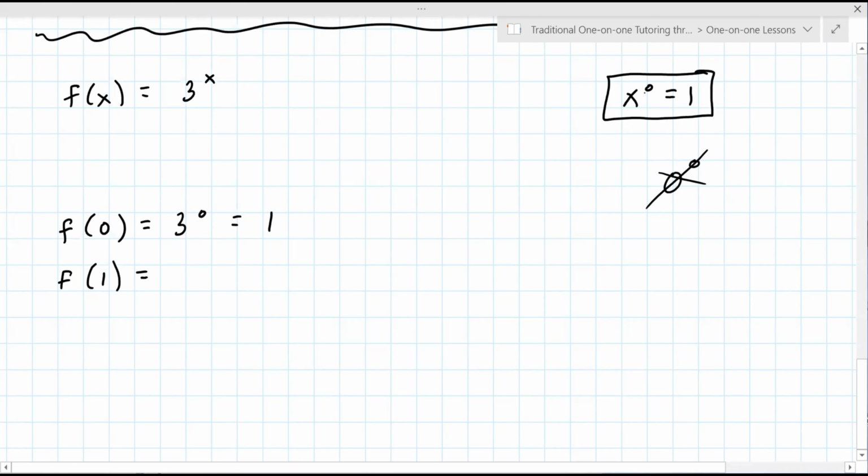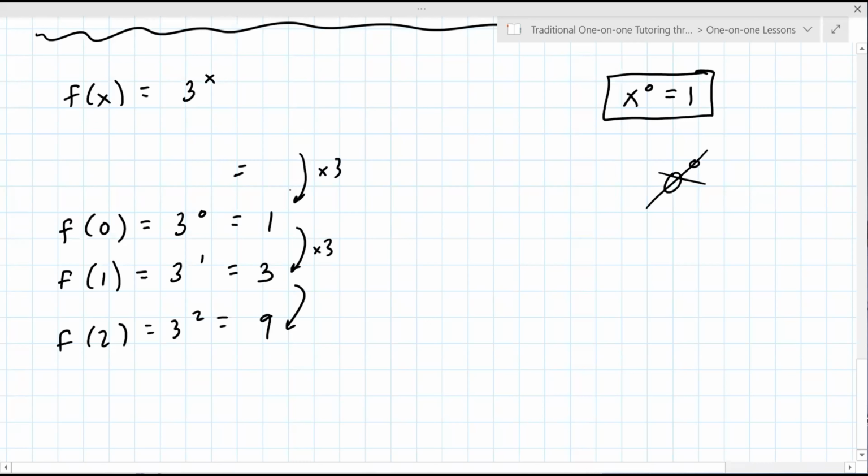All right. So 3 to the power of 1 is 3. And then let's do 3 squared, which is 9. What is the pattern, whichever way you want to go? You're multiplying by 3, right? Yeah. So this is where it's a little tougher. What number do you multiply by 3 to get 1?